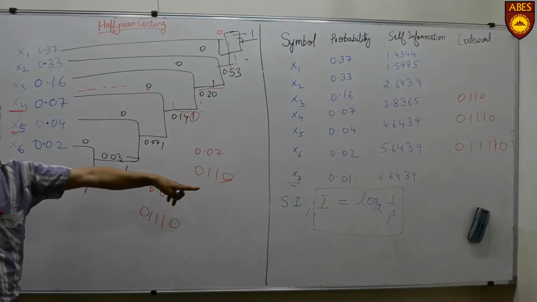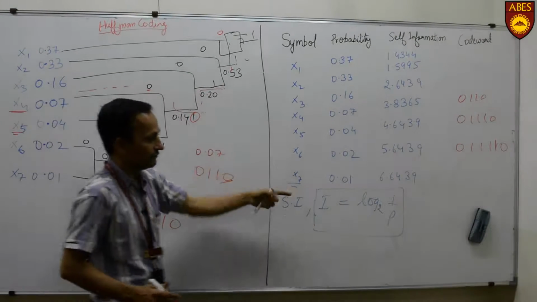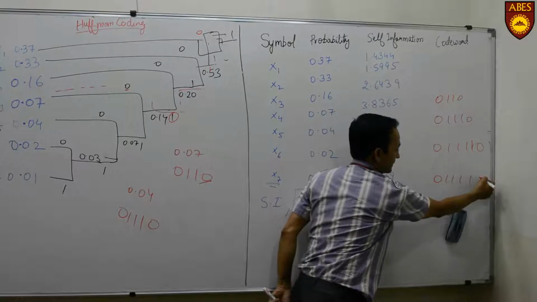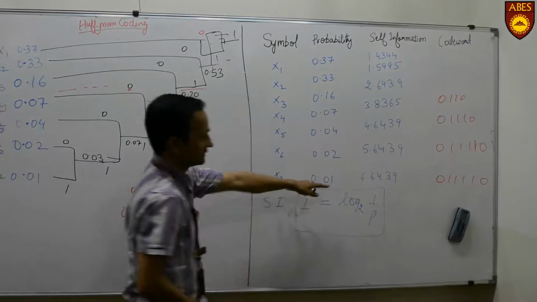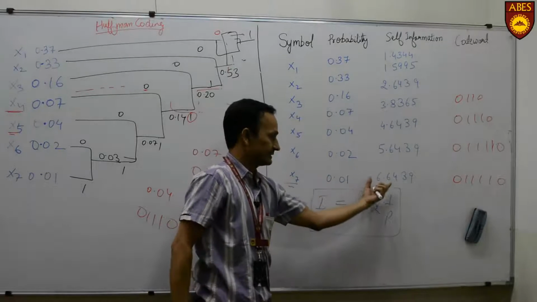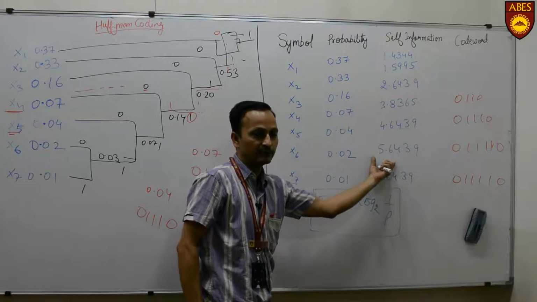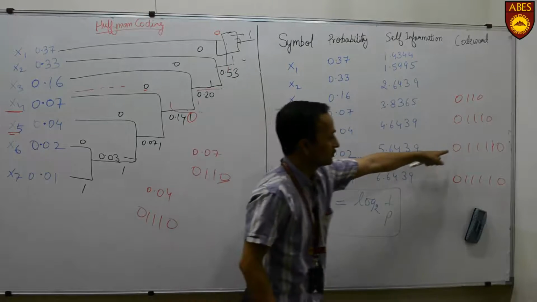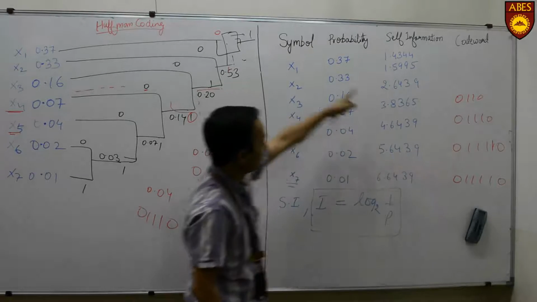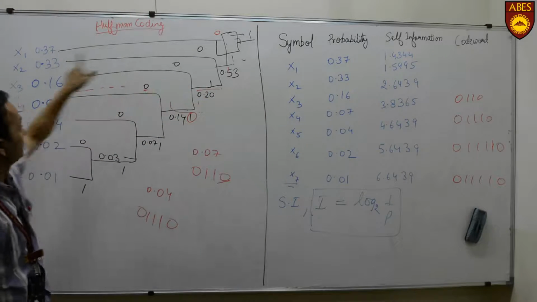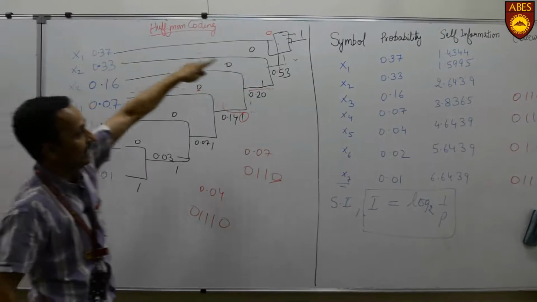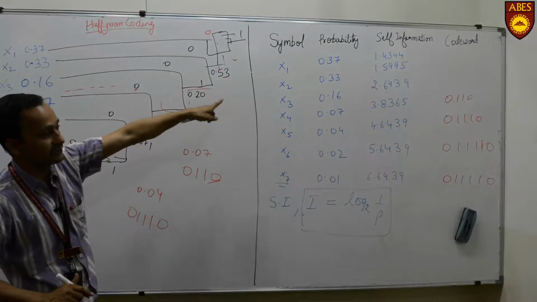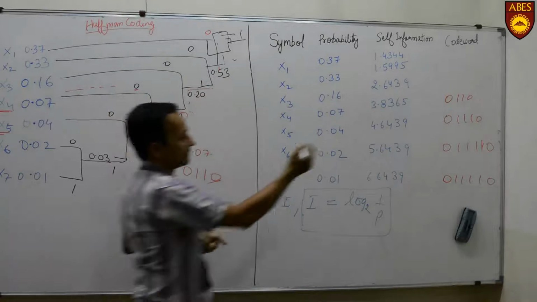Similarly for X7 also we are having the same code word, because as we are seeing here, 6 is the self information and 5.6 is here. So for both these two symbols I am getting the same code word length, that is 6 bits. Now starting for X1, I had used only 1 bit.